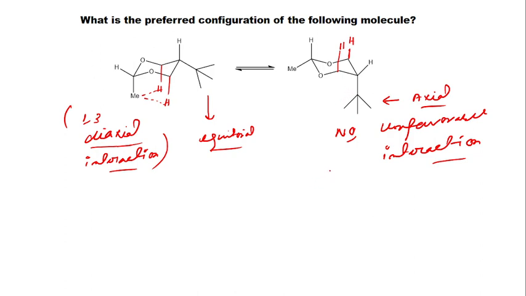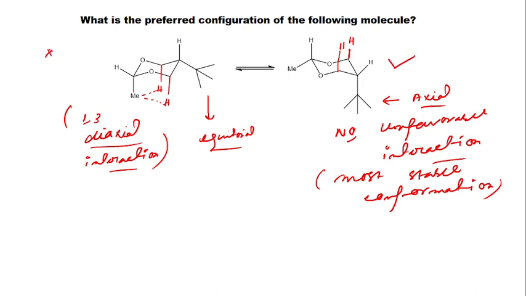Here this example shows one bulky group at the axial position, yet this conformation is stable. So this is the most stable conformation. And this one is the most stable conformation. Highly interesting. Seeing it in the axial position, we may drop the answer to the other side, but this is not so.